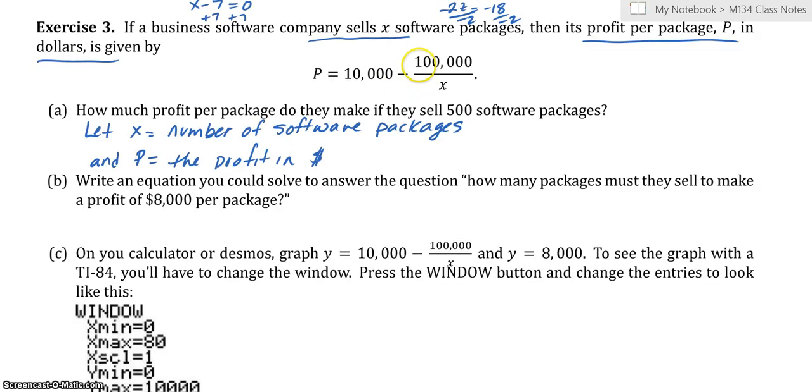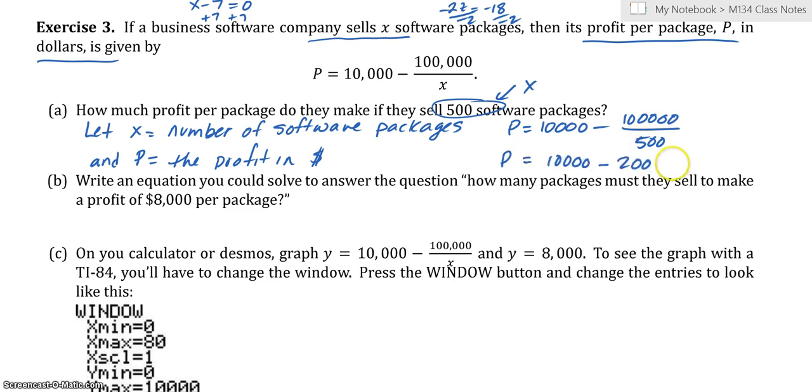So I'm just going to rewrite X, the number of software packages, and P, the profit in dollars, to help me out. They want to sell 500, so that would be the X. So I'm just going to plug 500 in for X into this formula. Use order of operations and divide first, which is 200. So the answer is 9,800, and that's in dollars.